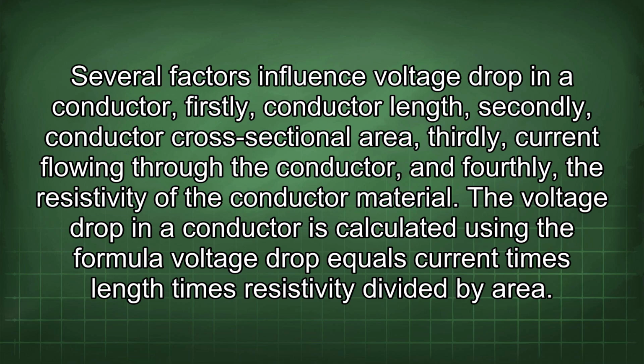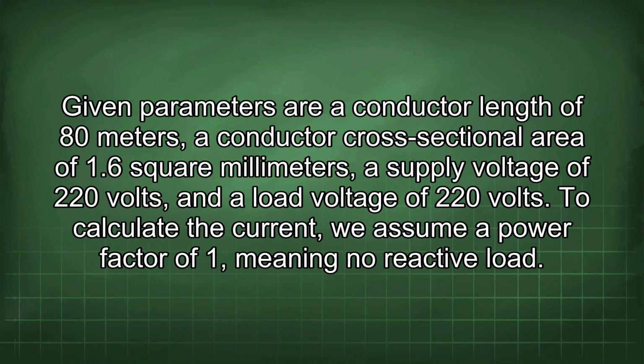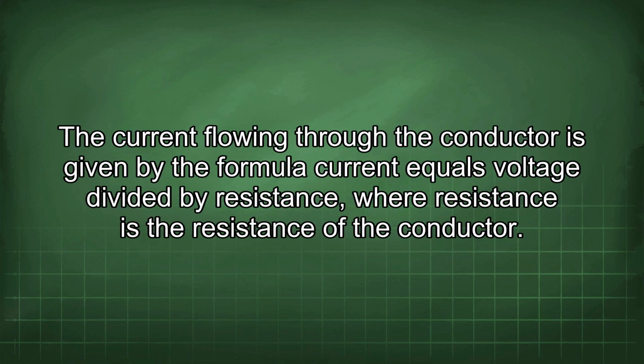by area. Given parameters are a conductor length of 80 meters, a conductor cross-sectional area of 1.6 square millimeters, a supply voltage of 220 volts, and a load voltage of 220 volts. To calculate the current, we assume a power factor of 1, meaning no reactive load. The current flowing through the conductor is given by the formula current equals voltage divided by resistance, where resistance is the resistance of the conductor.